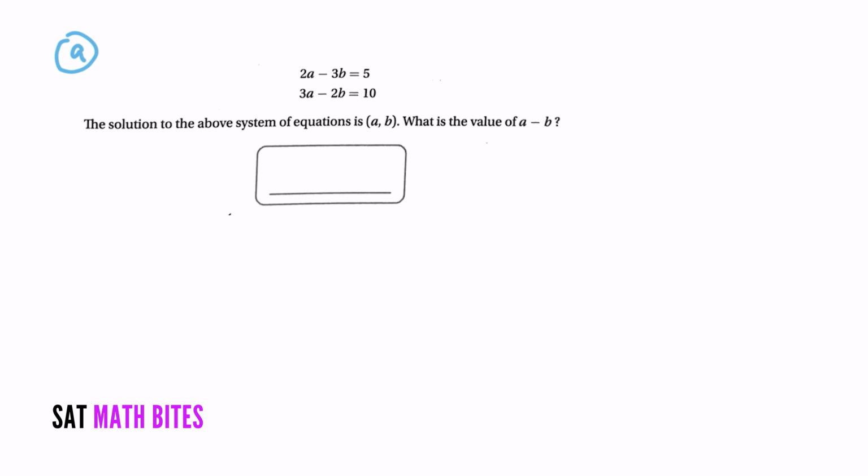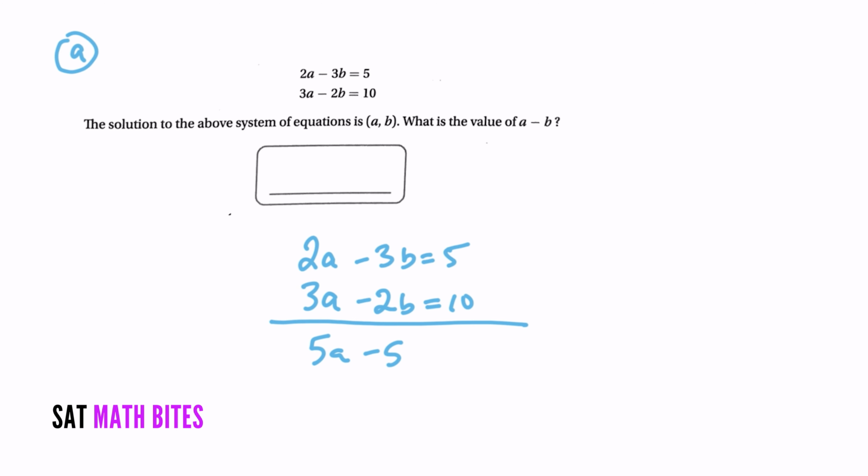On number 9, you could try to eliminate and try to create a 0 pair. But if you go ahead and combine the two equations together, 2a minus 3b equals 5 and 3a minus 2b equals 10, if you combine these two things together, you would get 5a minus 5b equals 15.